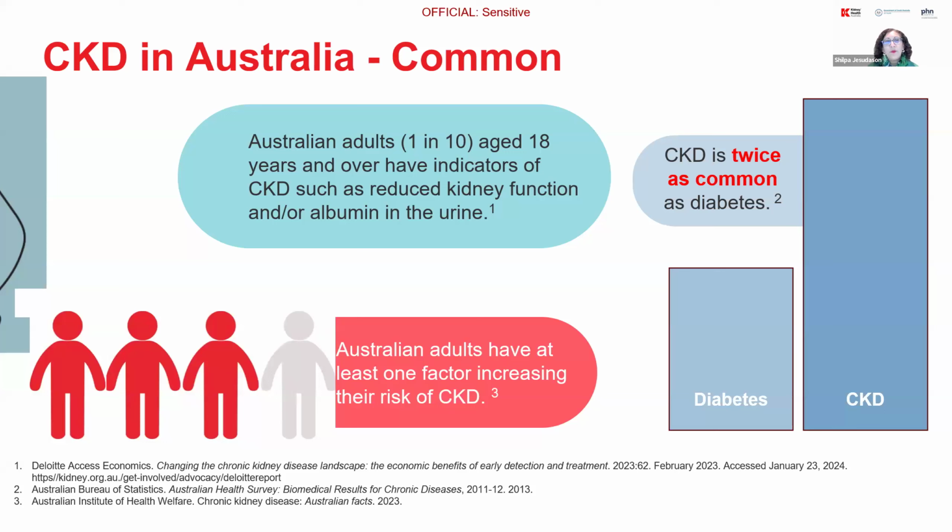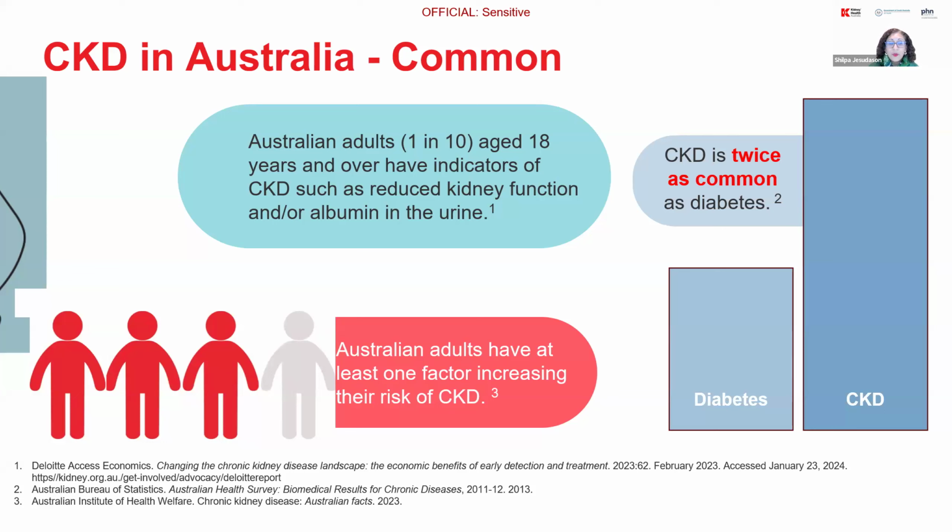So here's some facts, and those of you who've been listening to Kidney Health Australia webinars for long enough should be able to recite this with me by now, okay? So we can have a bit of a sing-along. 1 in 10 adult Australians, if you go looking for evidence of chronic kidney disease, biomedical markers, will have reduced kidney function or albuminuria. 1 in 10 adult Australians, okay? CKD is actually twice as common as diabetes if you go looking for it.